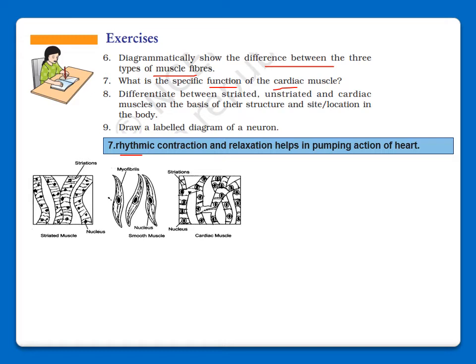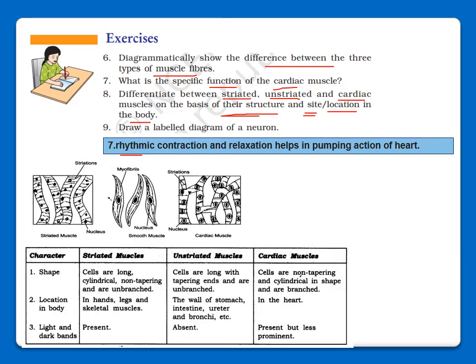The next question is: differentiate between striated, unstriated, and cardiac muscles on the basis of their structure and site and location in the body. Means you have to tell the difference between their structures, their location, and their site in the body. In this table, you will find your answer: shape, location, and light and dark bands.